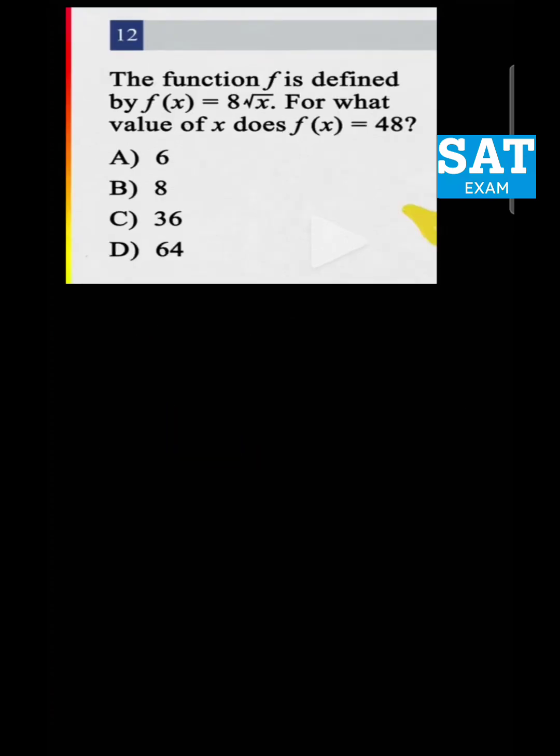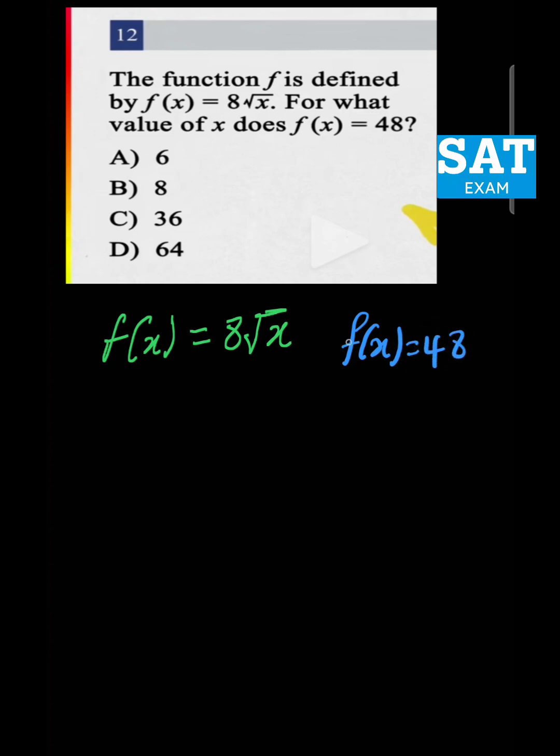The function f is defined by f of x is equal to 8 root x. For what value of x does f of x equal 48? So we are given two equations. The first equation is f of x is equal to 8 root of x. And the second equation is what? f of x equal to 48, right?